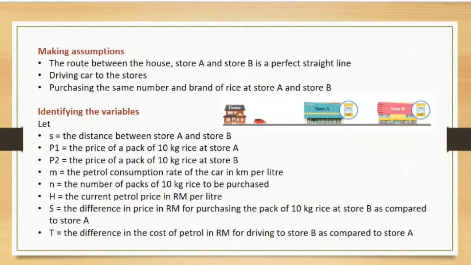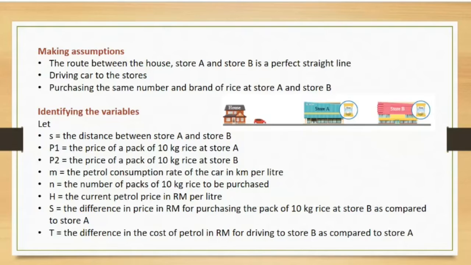Secondly, making assumptions. The road between the house, store A and store B, is a perfect straight line. Driving a car to the stores, purchasing the same number and brand of rice at store A and store B. Thirdly, identifying the variables. This is a very important component so that you can solve the question more easily by using the formula. Let S equal the distance between store A and store B.